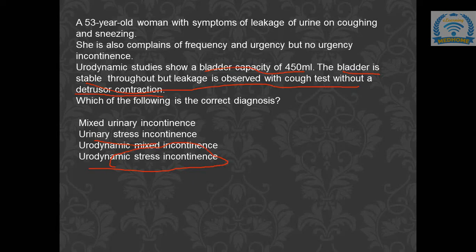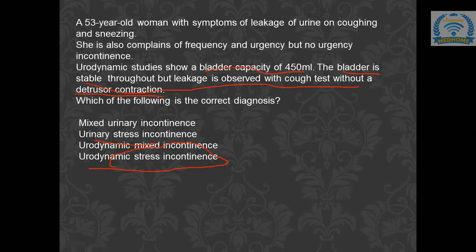Okay, that means in stress incontinence also bladder capacity can be reduced. Like in this question, it shows 450 ml. But in this question, the bladder capacity is not much reduced, just 50. Not much, but it's less than 500, and we don't have any other option to choose. What other option would you have chosen from these options that are given to you?